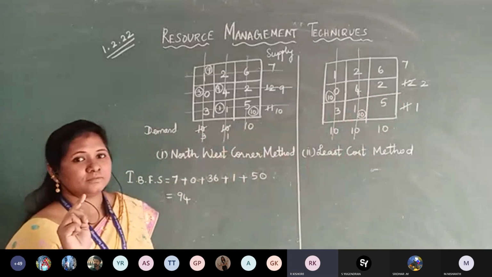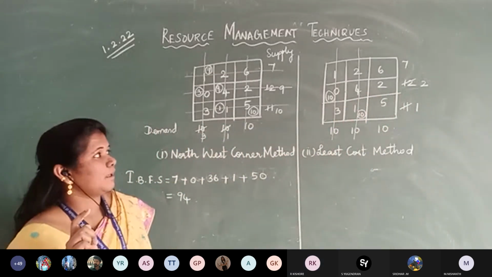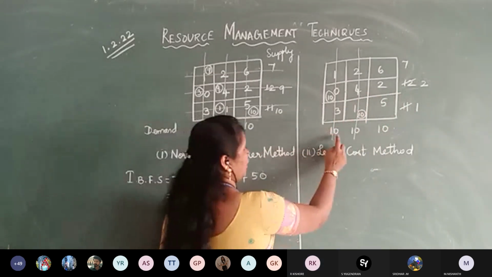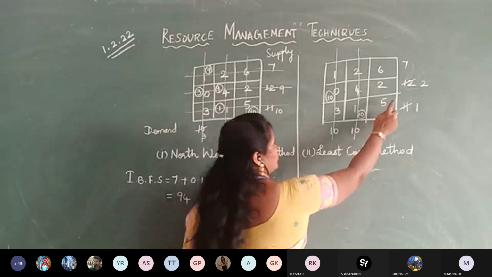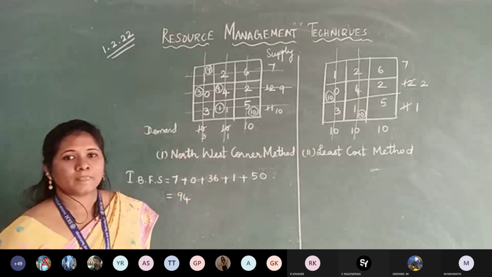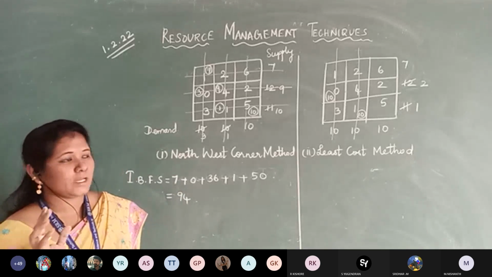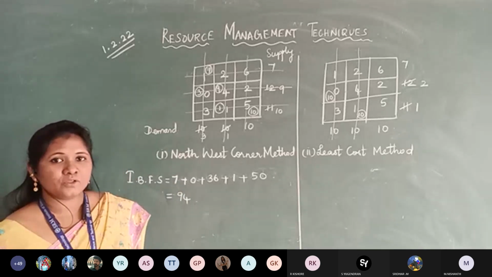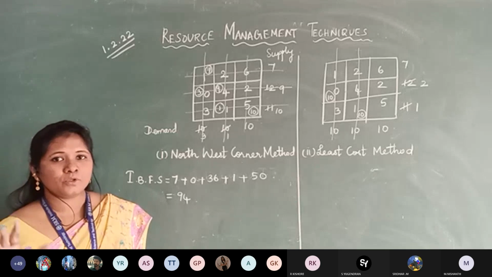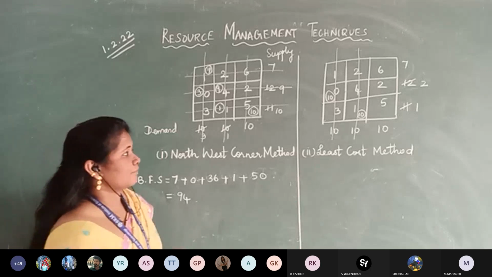I'm taking 10 from here only. This 12 I'm not taking. You have to see your supply and demand. Whichever is your least value, you will allocate it there. From wherever you have taken that column or row, you will strike it out.